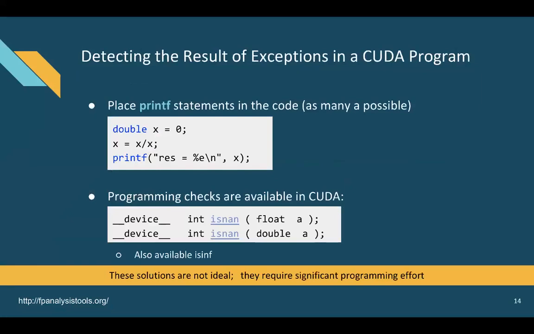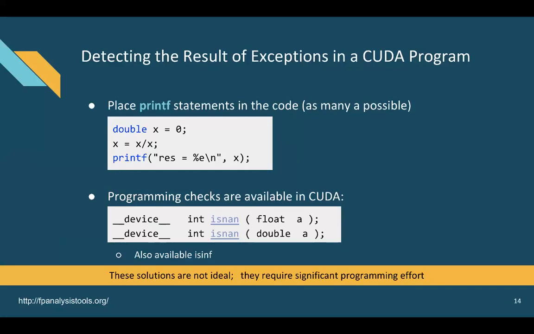You could use some of the API calls from the CUDA specification. For example, you could add printf statements to your program, as many as possible, and print the results of many of your floating point operations. That's one approach. Another is programming checks. In CUDA, there are functions like isNaN that you could use to check if a floating point is a NaN, and they also have support for isInf for infinity.